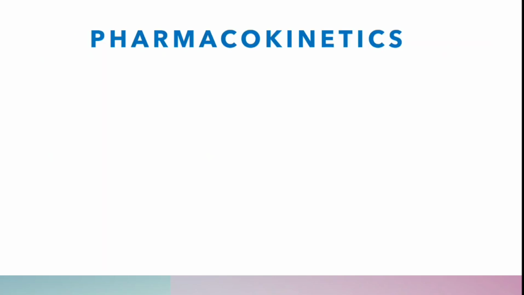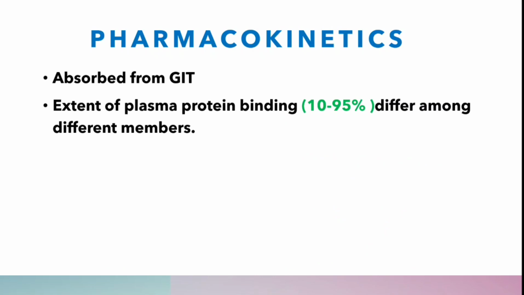Next, pharmacokinetics. First, absorption. The drug is absorbed from the gastrointestinal tract, and its extent of plasma protein binding is 10 to 95%. That differs among different members of the group, as we have already said about the 4 categories. So there is a wide range of variation in plasma protein binding, about 10 to 95% for the sulfonamide drugs.